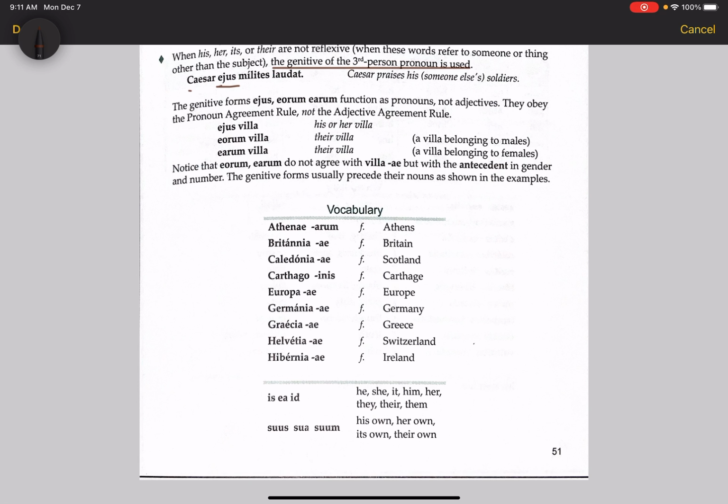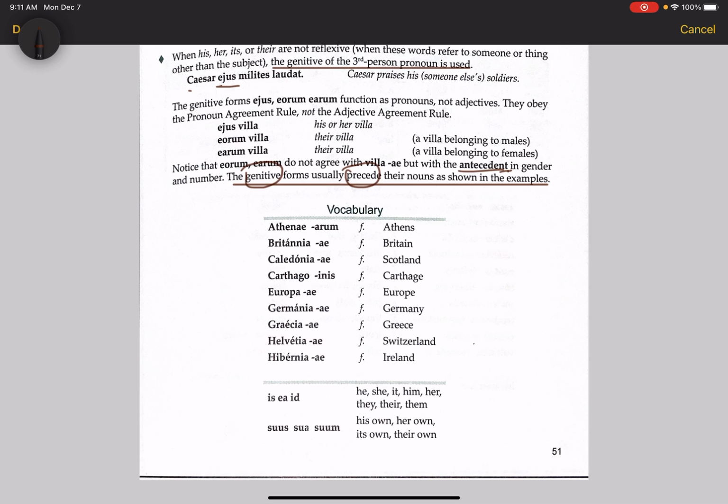Okay, notice that eorum, earum do not agree with villa, villae, but with the antecedent, because they obey the pronoun agreement rule. They're agreeing with their antecedent in gender and number. The genitive forms usually precede their nouns, as shown in the examples. So genitive forms usually precede the nouns. Precede.